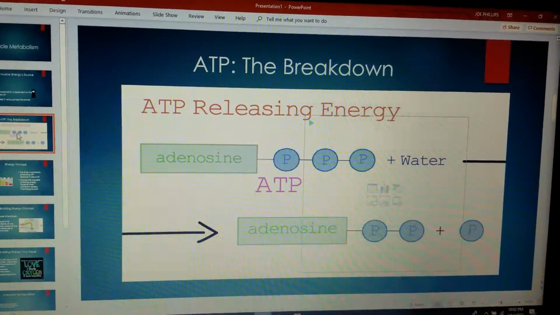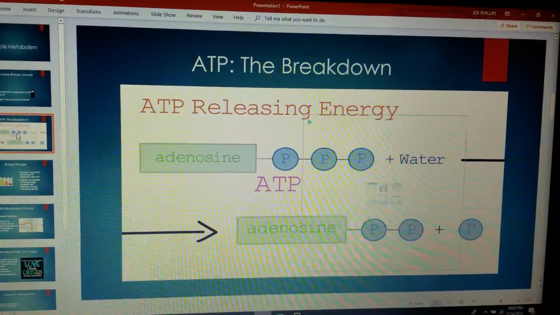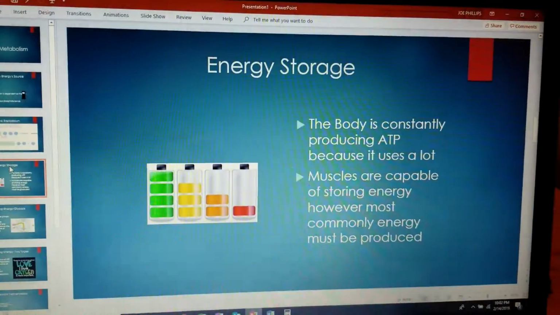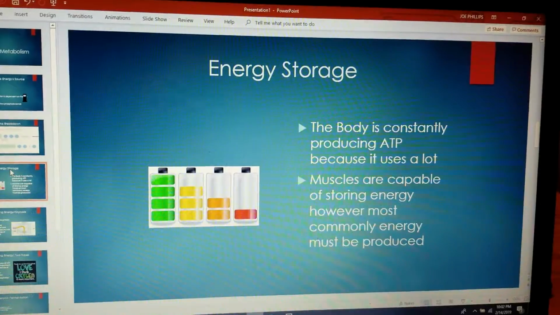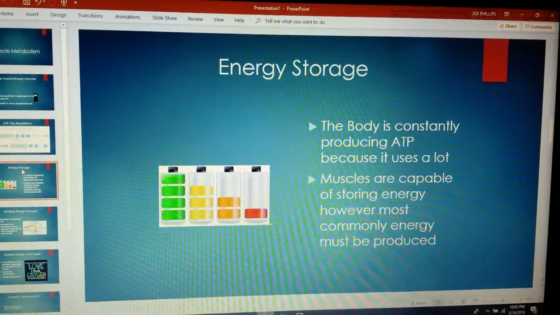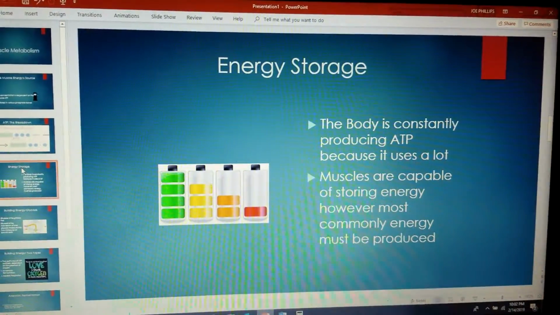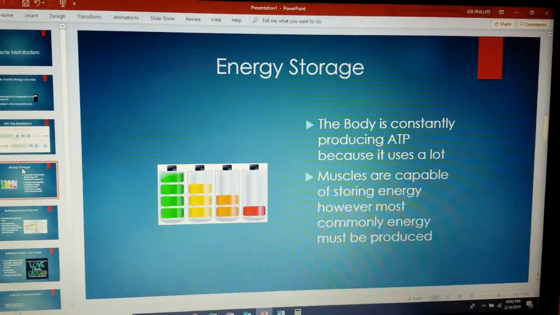This is the breakdown of ATP, as you can see in the following image. Energy storage. The body is constantly producing ATP because it uses a lot. Muscles are capable of storing energy, however, most commonly, energy must be produced.